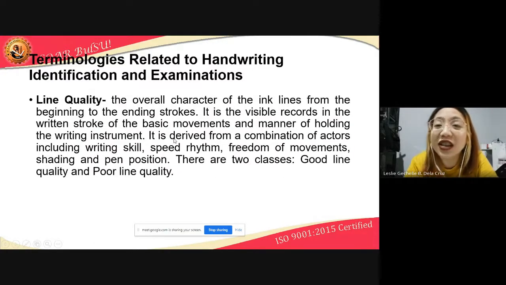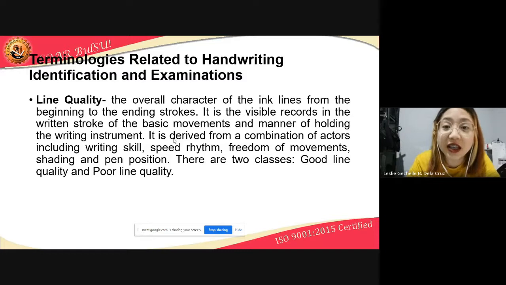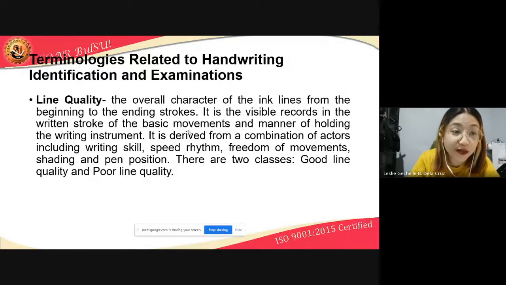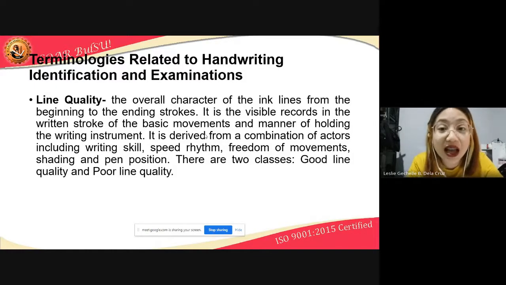Line quality, the overall character of the ink lines from the beginning to the ending strokes. It is the visible records in the written stroke of the basic movements and manner of holding the writing instrument. It is derived from a combination of factors, including writing skill, speed, rhythm, freedom of movements, shading, and pen position. There are two classes, good line quality and poor line quality. Kung ano lang ang itsura nung linya na ginagawa mo, yung mga strokes na ginagawa mo, that's your line quality. Kung maganda ba? Kung akma ba sa rhythm ng sulat mo? Yun.